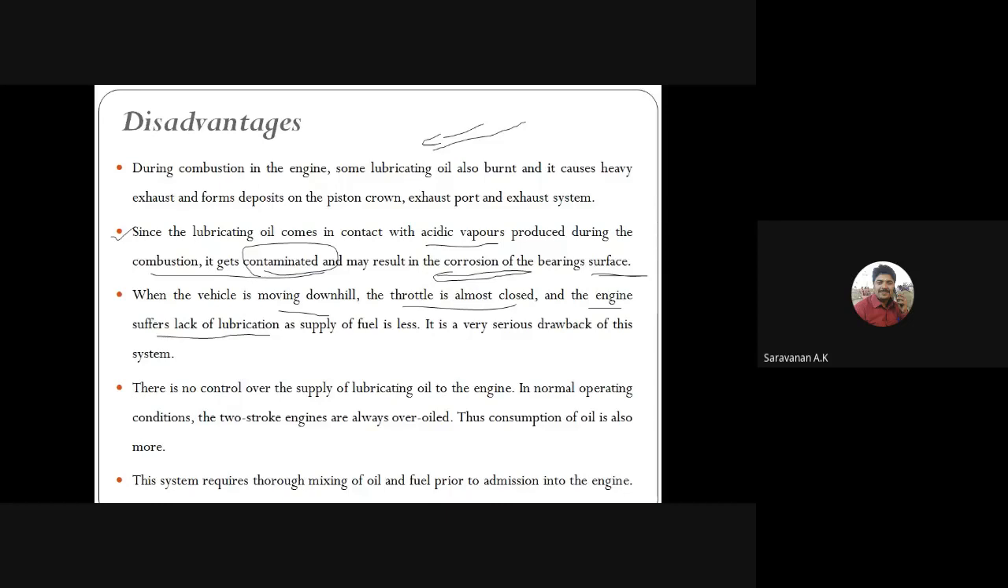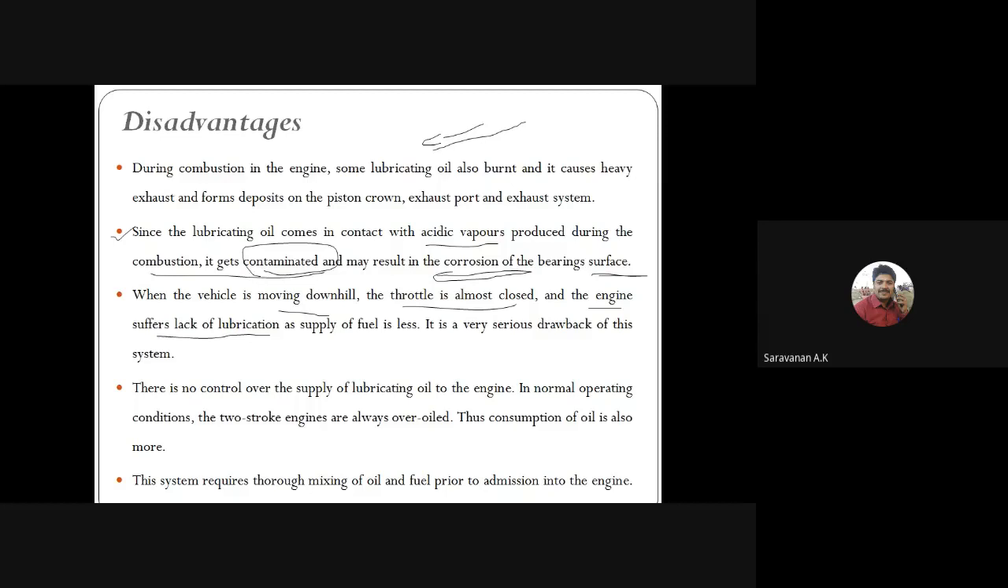Once we stop the throttle, the air and fuel mixture from the carburetor will be stopped. If the air-fuel mixture is stopped, obviously the lubricating oil is also stopped, so more friction will develop. It's a very important drawback of the mist lubrication system.